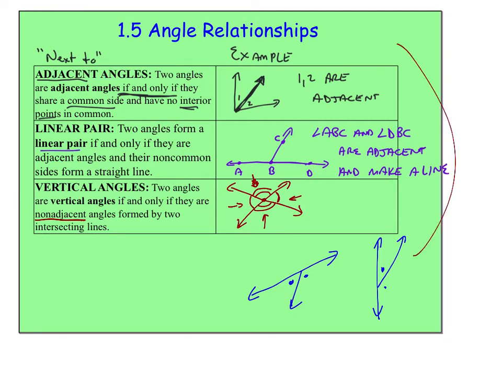Okay, these are big ideas: a linear pair and vertical angles. So you've got to remember that a linear pair is going to add up to 180 degrees, and that vertical angles are going to be congruent. These show up quite a bit, so you need to make sure that you're familiar with them.